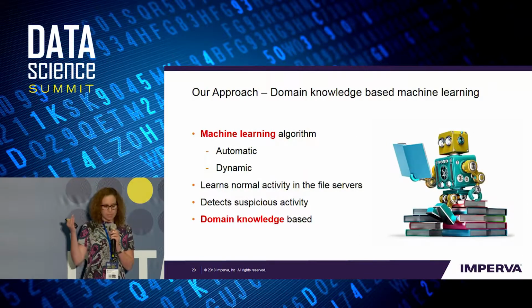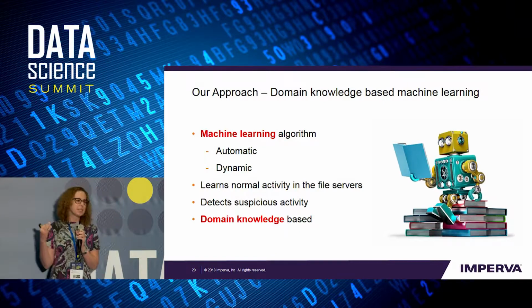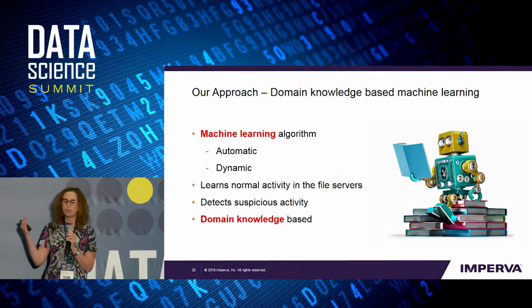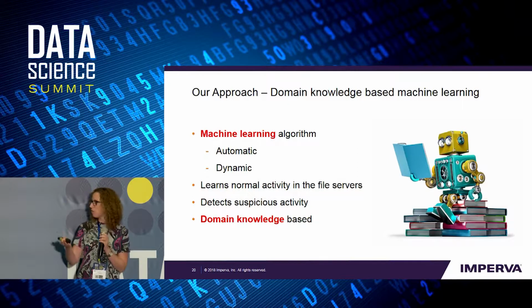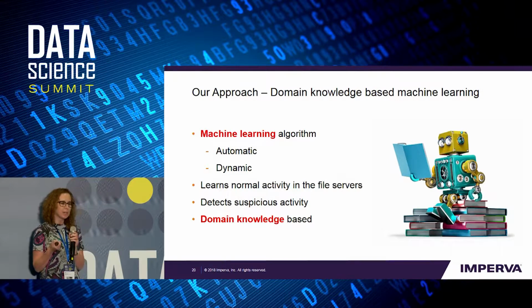In order to do so, we use a machine learning algorithm. Our algorithm is automatic and doesn't require manual human maintenance. It is also dynamic and changes over time based on the access to the file servers in the organization. So we learn the normal activity in the file servers of the organization, and using this normal activity, we detect suspicious file access. Since many of us are data scientists, we know that machine learning by itself is not enough. In order to successfully and accurately apply a machine learning algorithm on data, we need to use domain knowledge. In our case, that is how users access files in the file servers of the organization, how organizations work with file servers, etc.